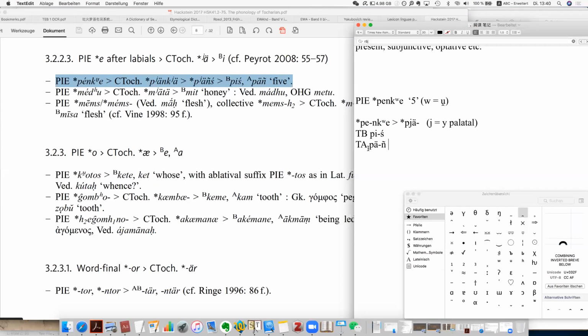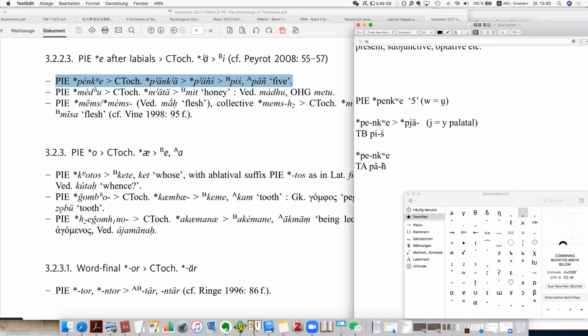But in Tocharian A, what we have is that the final consonant dropped. The final syllable was just dropped, and then with palatal effect of the previous vowel. So before it really disappears, it has kind of some, write it like this.